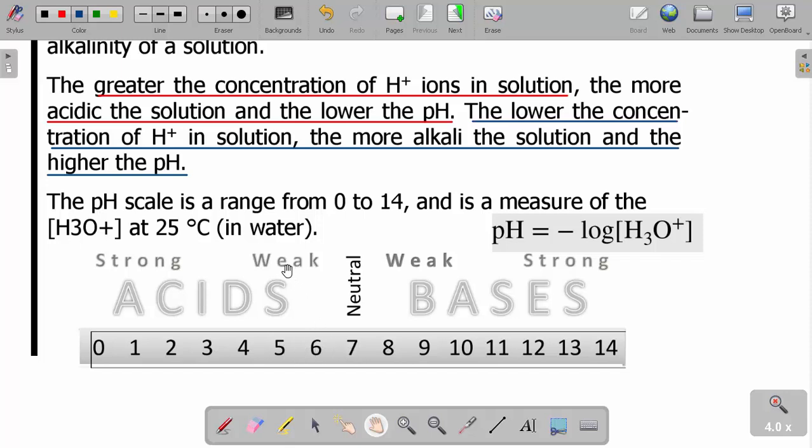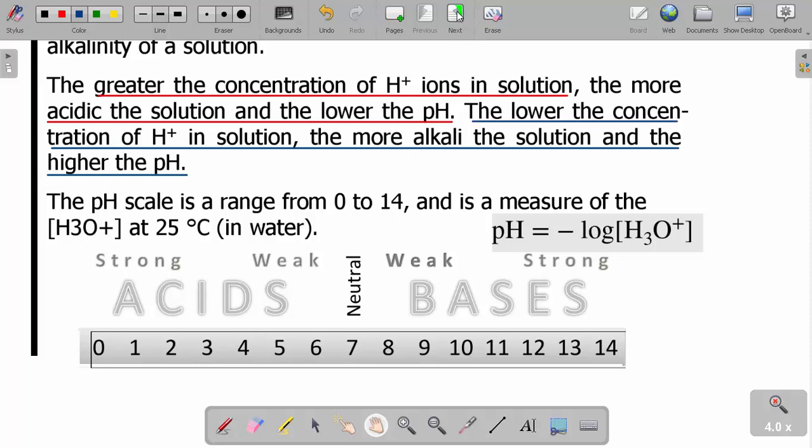Acids with pH 4, 5, and 6 are weak acids. And the bases closest to the neutral pH, which is 7, are the weakest bases. So bases with pH of 8, 9, 10, and 11, we call them weak bases. And those which are strong have 12, 13, and 14. Those are strong bases, which we can see using the pH scale.